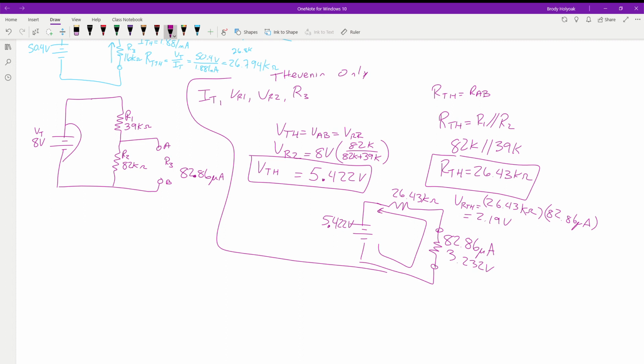Now that I have my current and my voltage, I can solve for the actual value of R3. R3 is equal to the voltage of R3 divided by the current of R3. So we get 3.232 volts divided by the 82.86 microamps.